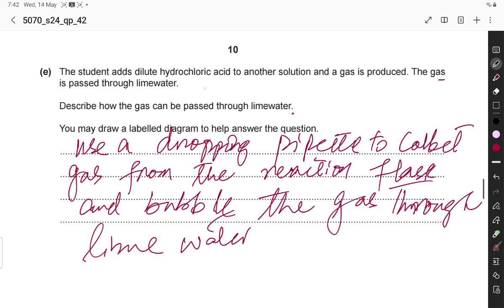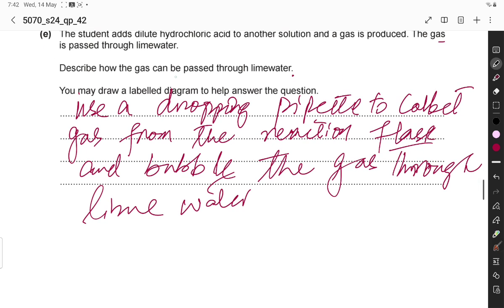E part, the student adds dilute hydrochloric acid to another solution and a gas is produced. The gas is passed through lime water. Describe how the gas can be passed through lime water. You may draw a labelled diagram to help answer the question. Use a dropping pipette or delivery tube. We can use a delivery tube.